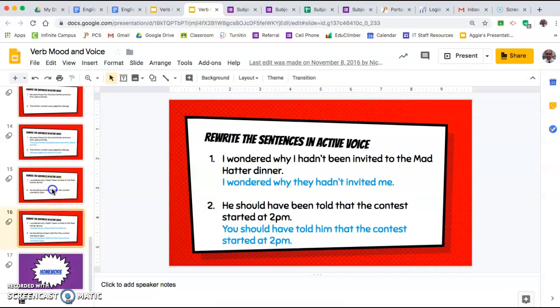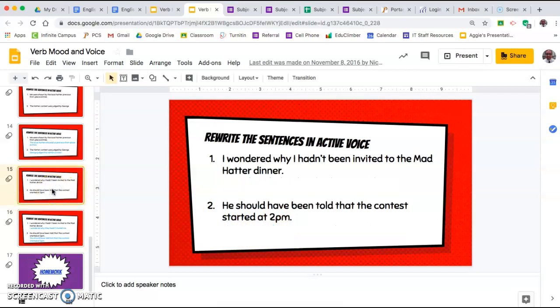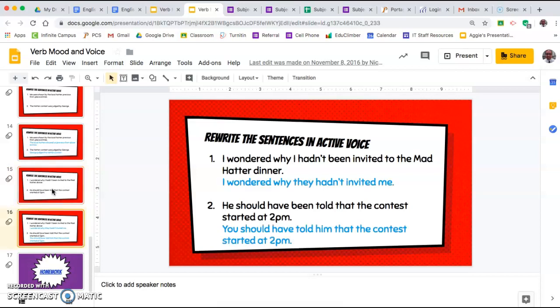So there are different ways to alter them, especially if you don't know who is doing the action or who should have done the action. But that should give you some indication of what we would be looking for if we asked you to change sentences so they're in the active voice.